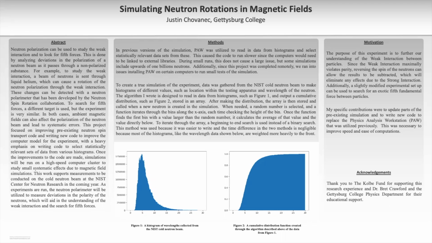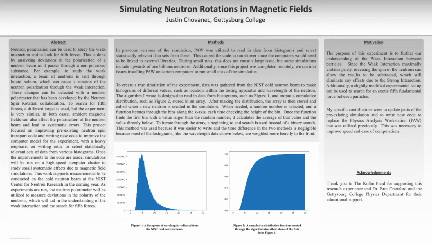Previously, the simulations utilized the Physics Analysis Workstation, or PAW, which forced the supercomputer where the simulation was run to link to external libraries, thus slowing the simulation. For small tests, this time difference is negligible, but most tests run using this simulation will involve up to 1 billion neutrons, so the time difference becomes much more drastic.